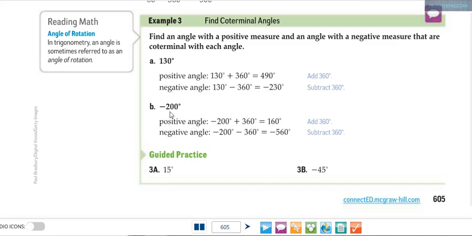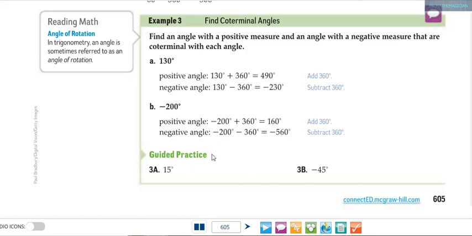The same will happen here. Add 360, subtract 360. If you add, it will give you 160. This is a positive coterminal angle. If you subtract, it's negative 560, so it's the negative coterminal angle.